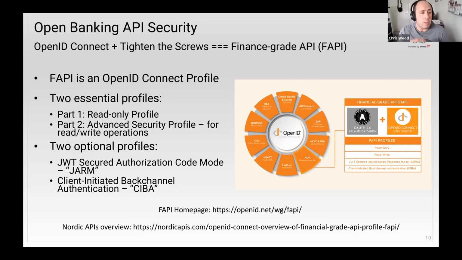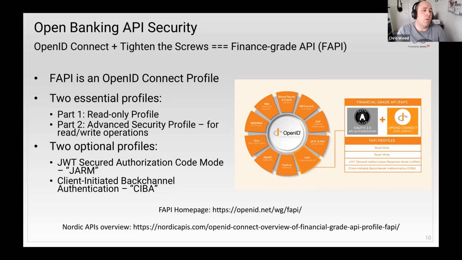So the FAPI profile evolved somewhat from the UK open banking standards. There was a security profile in the UK open banking standards, which became a good chunk of what FAPI is today. FAPI has two essential profiles. Part 1 is the read-only profile. The read-only profile is for read access to a customer's account. So essentially that tightens the screws a little bit in terms of the behaviors the authorization server has to adopt in order to protect customers' information.